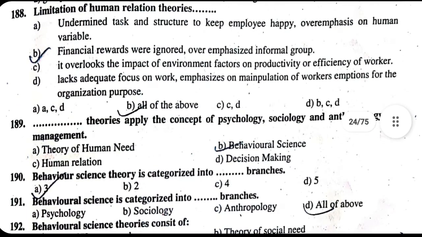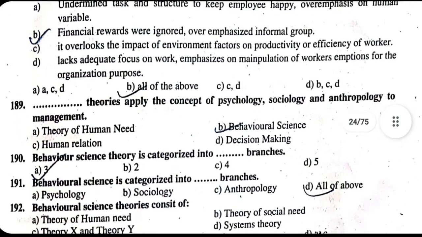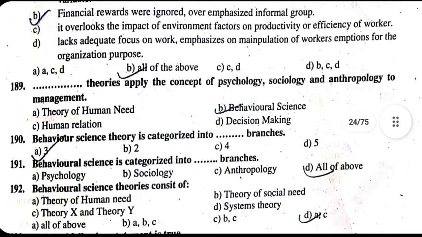Question 192. Behavioral science theories consist of A. Theory of human need. B. Theory of social need. C. Theory X and Theory Y. D. System theory. The correct answer is A and C: theory of human need, and Theory X and Theory Y.